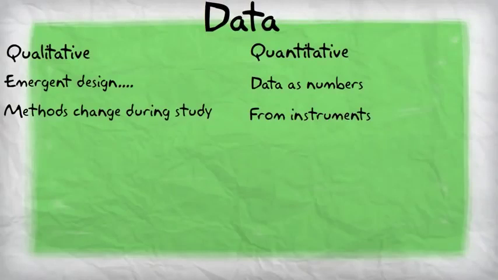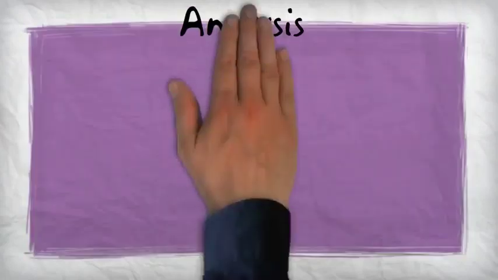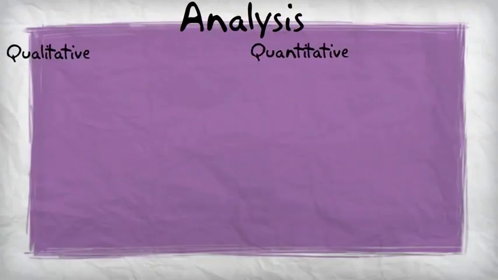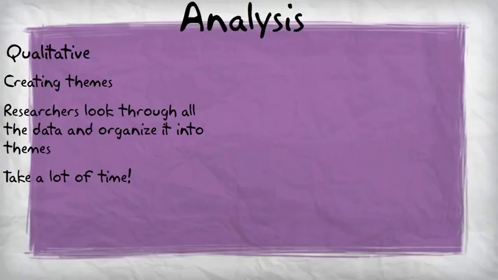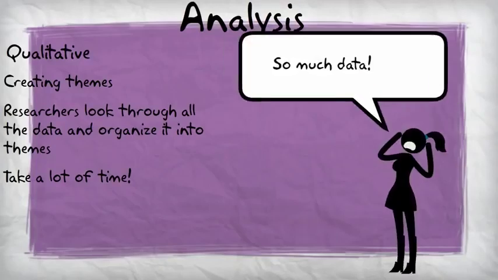Let's talk about analysis. In qualitative research, analysis is all about creating themes. Researchers read their interviews, look at documents, observations, and audiovisual materials, and then they organize all of that data, all of those words, into themes. This can take a considerable amount of time. There are often pages and pages of interview transcripts to read. For example, let's say a researcher interviewed students about their experience eating healthy on campus. From the interview, there were over 80 pages of interview text to read.